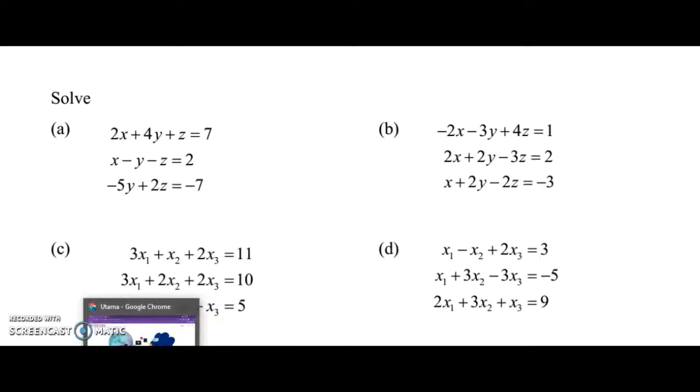Hi everyone. In this video, we're going to learn how to solve linear equations simultaneously, where the linear equation involves three unknowns, which I have four examples of here: A, B, C, and D. Let's look at the first example and see how to solve for x, y, and z.